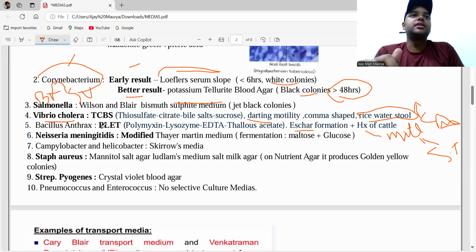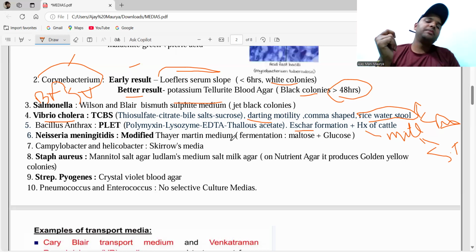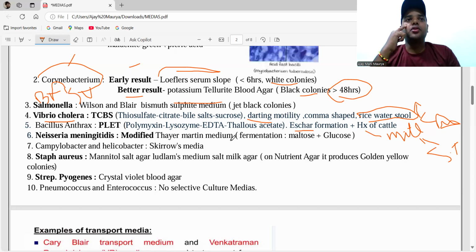Okay, the next one is the Neisseria. This is the Neisseria meningitidis. It is the modified Thayer-Martin medium. Modified Thayer-Martin medium. How are you going to differentiate between the Neisseria meningitidis and the Neisseria gonorrhoeae?